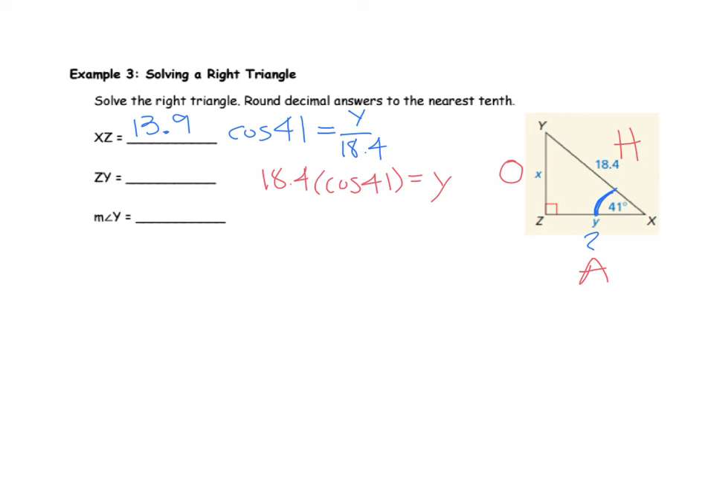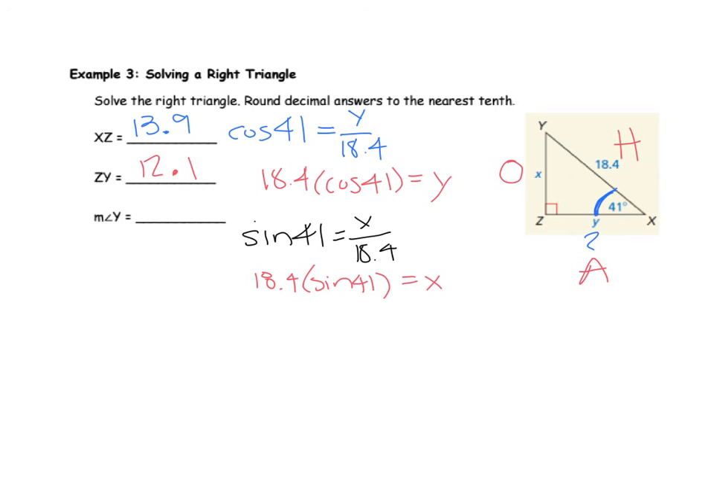Now to find the next one, which is ZY. Based on looking for ZY, I'm going to use the opposite over hypotenuse, which is sine. So sine of 41 degrees is equal to opposite, which is x, over hypotenuse, which is 18.4. Cross multiply, so 18.4 times sine of 41 equals x. When we do that in our calculator, 18.4 times sine of 41 degrees, we end up with 12.1.